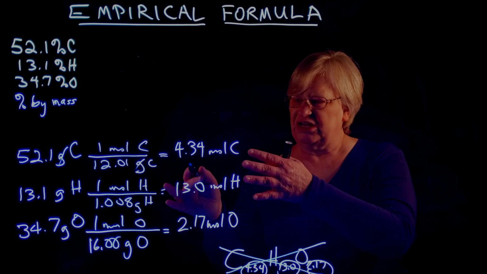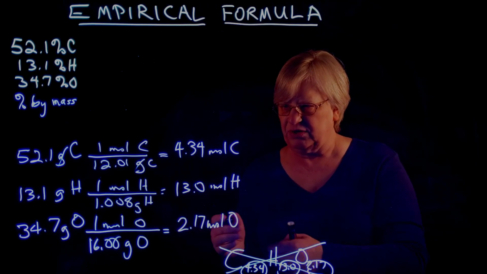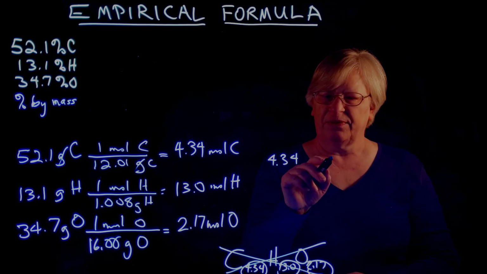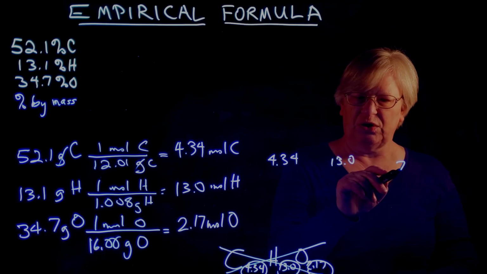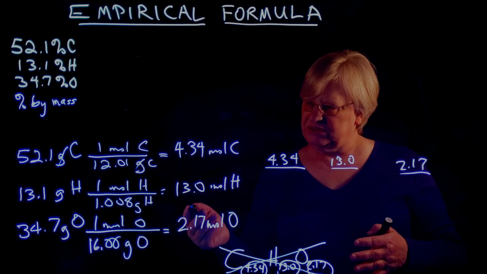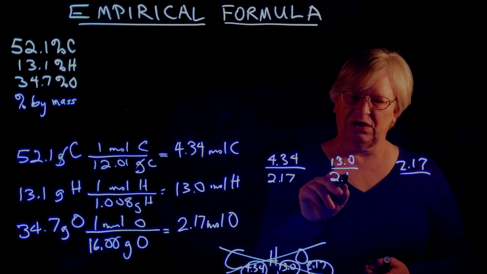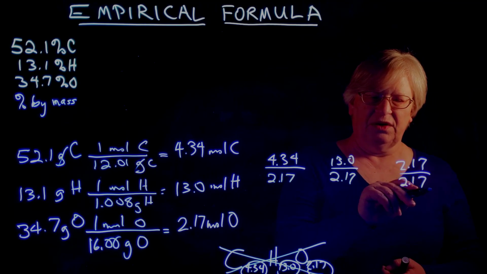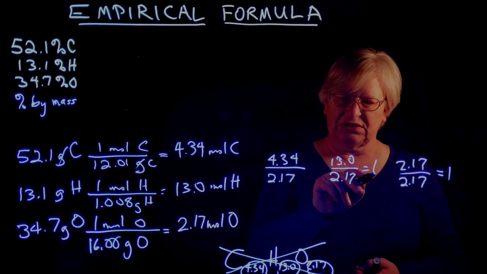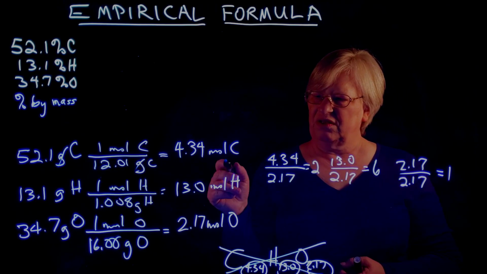So what I'm going to do is take each one of these and say, this is just a ratio, right? It's just a ratio of how many we have compared to any others. So I'm going to take each one of these numbers, 4.34, 13.0, and 2.17, and then divide every one of them by whichever one is the smallest. So we look at these and we say, which one's the smallest? Well, I think 2.17 is clearly the smallest of those 3 numbers. That's going to equal 1. What does that equal? Oh, I think that equals 6. How about this? What does that equal? Well, that equals 2.